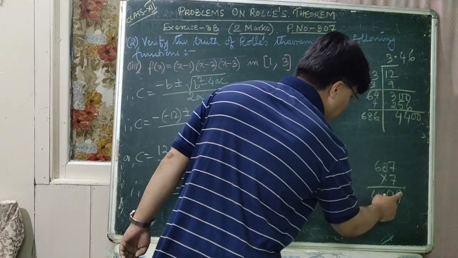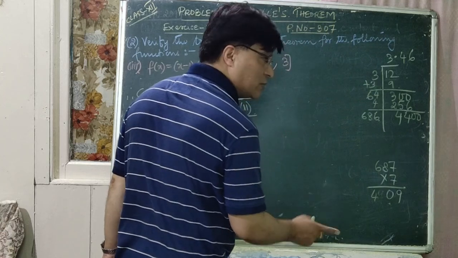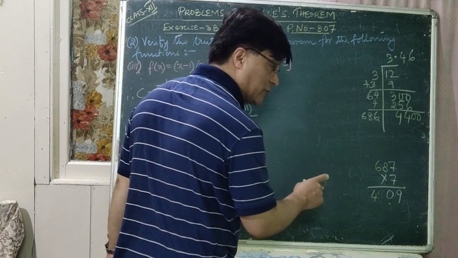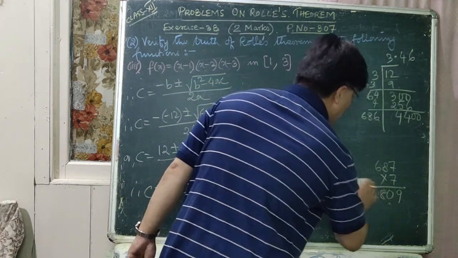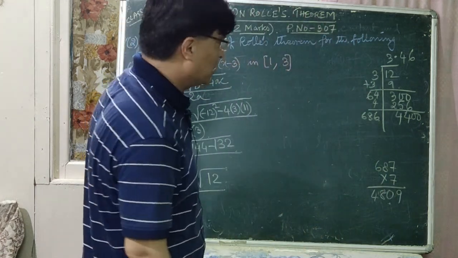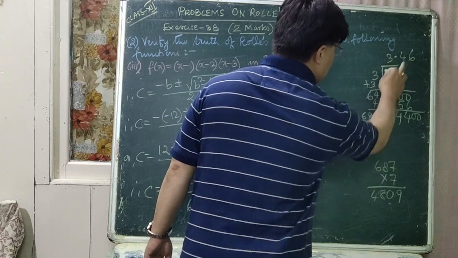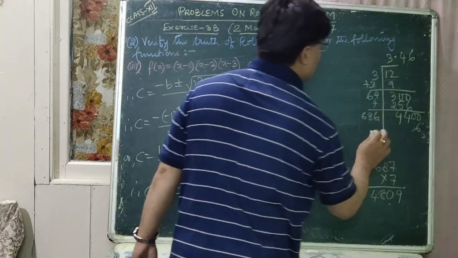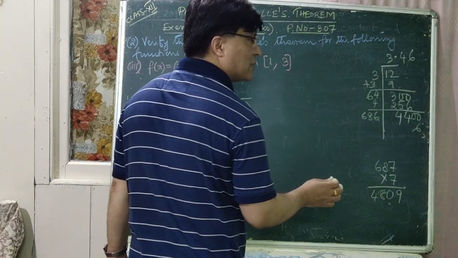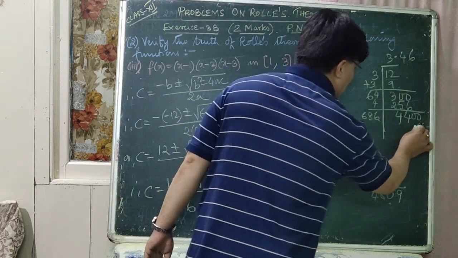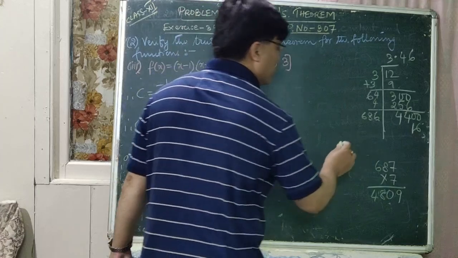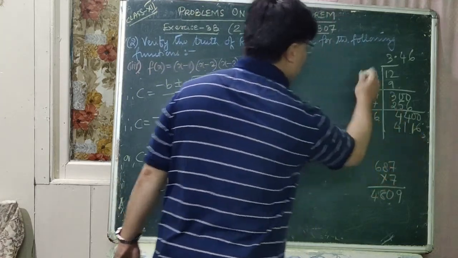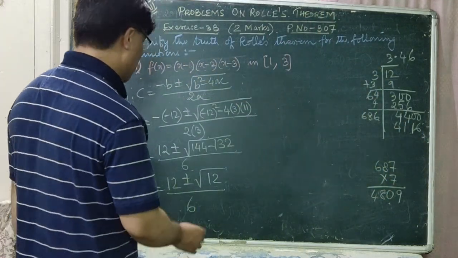It is 7 7s are 49, 8 7s are 56 plus 4 is 60, 7 6 are 42 plus 6 is 48. So it is more than 4400. So you should write here 6 6 are 36, 8 6 are 48 plus 3 is 51, 6 6 are 36 plus 5 is 41. So approximately it is 3.46.